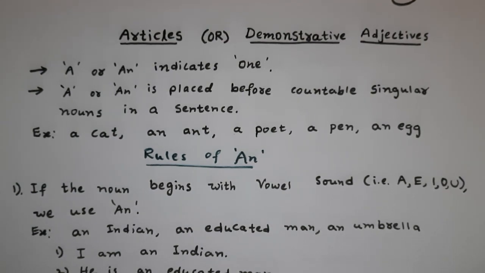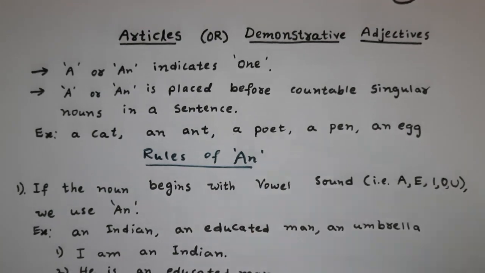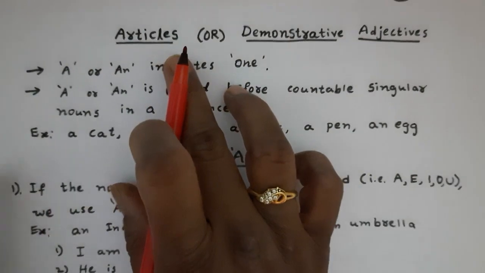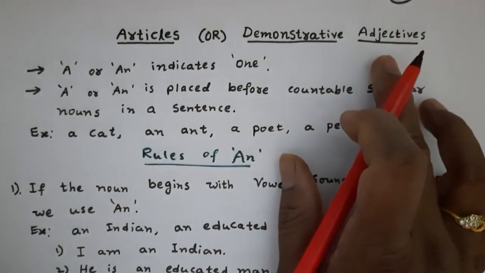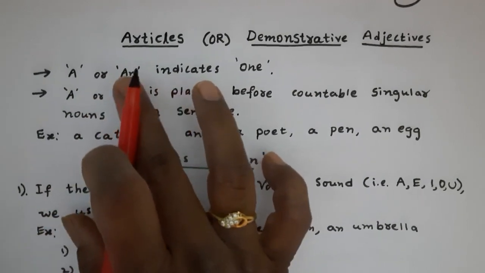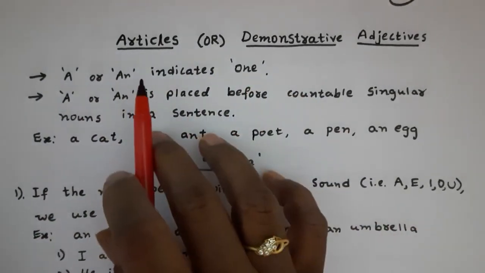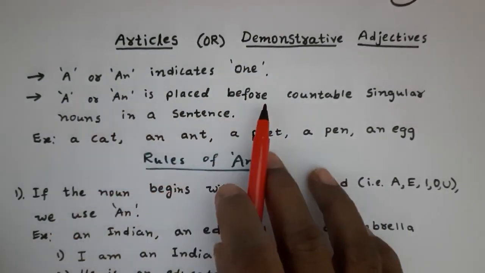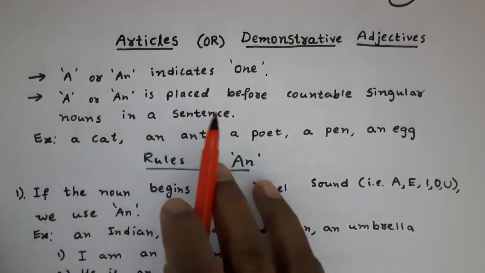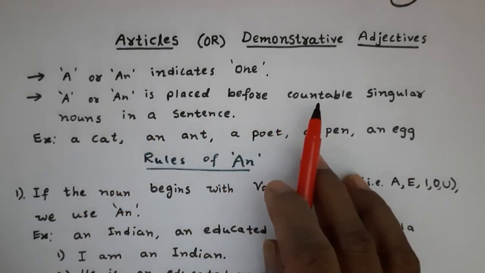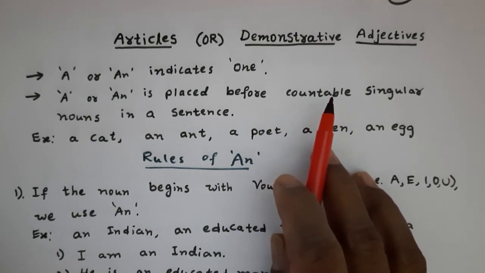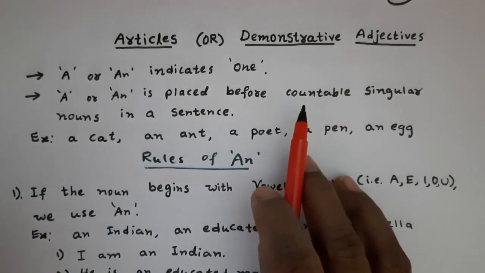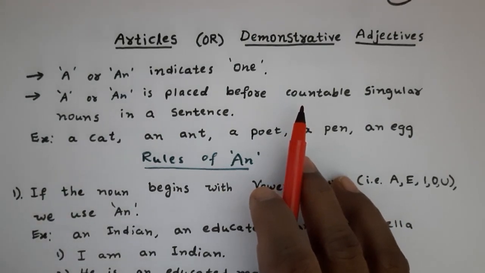Now, we are going to learn about a and an: where we use them, how we use them, what the rules are. Here you can observe. Articles are demonstrative adjectives. A or an indicates one, meaning a or an means one. A or an is placed before countable singular nouns in a sentence. A countable singular noun means a noun which we can count as 1, 2, 3.